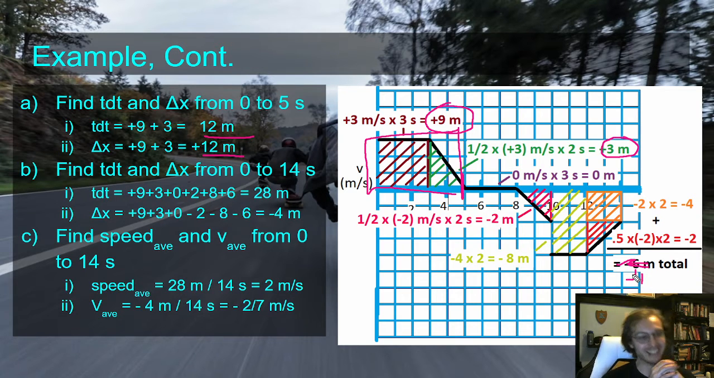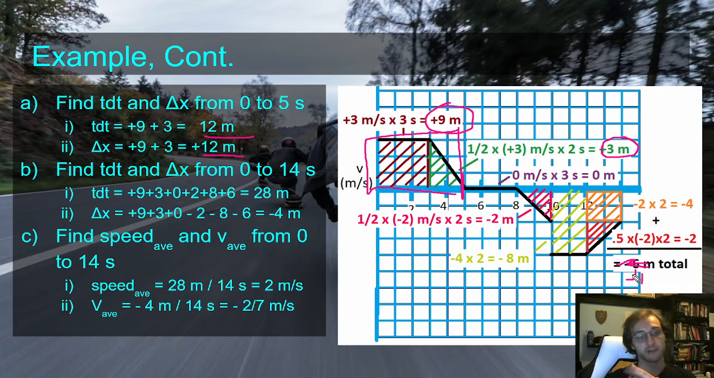For our displacement, we've got +9 plus 3, 12, -2, 10, -8, 2, -6, -4, which I did wrong on the thing, and then it's hard to change. So that gives us our final displacement for this whole thing of -4.